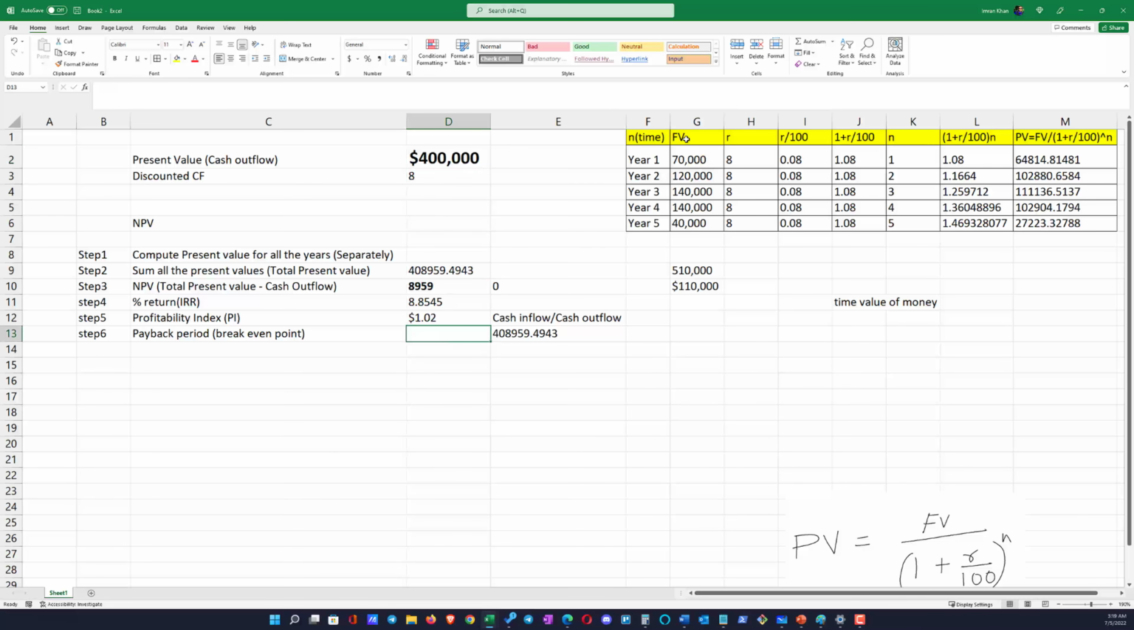Okay, so if you take these numbers, these future value numbers, right? These future value numbers, let me copy this here.